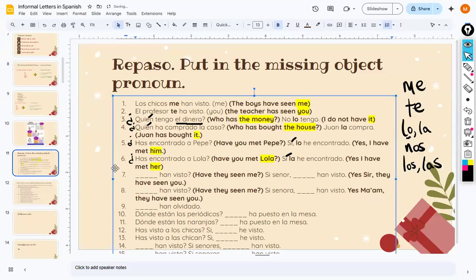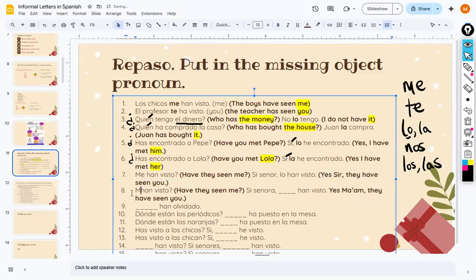All right, so let's put in for these. Me han visto, right? Have they seen me? Upside down question mark before the me. Sí, señor. Yes, sir. Lo han visto. They have seen you, right? Number 8. Me han visto. Have they seen me? Right? Yes, ma'am. They have seen you. La, right? All right, now what is missing from here? We need an upside down question mark, right? Sí, accent on the i, and señor, telé, señora, telé, right?